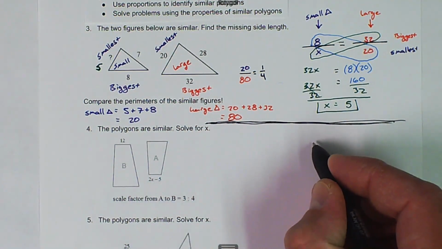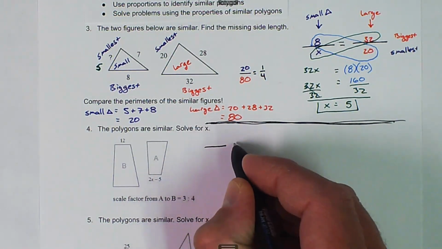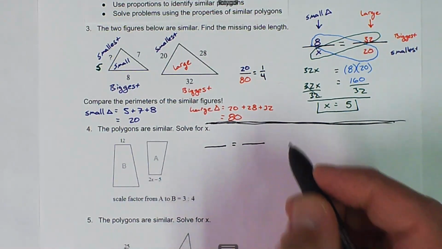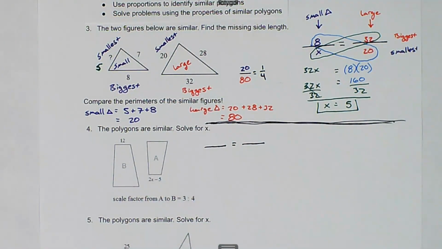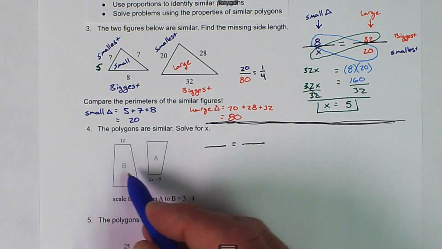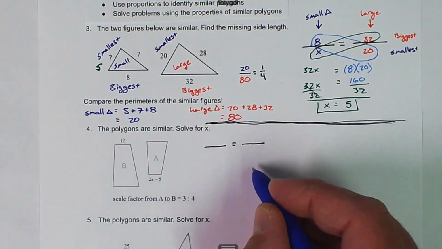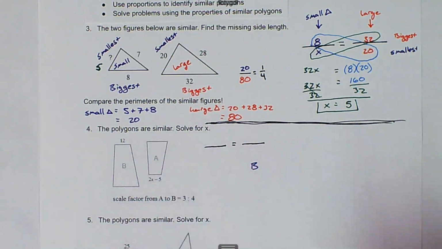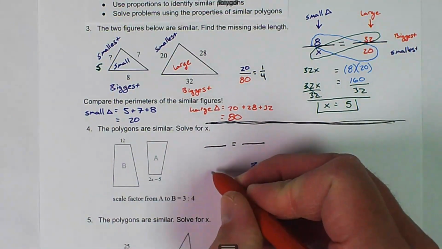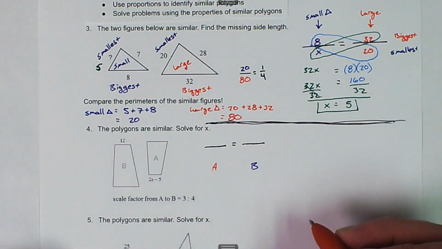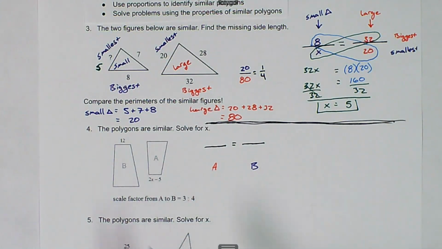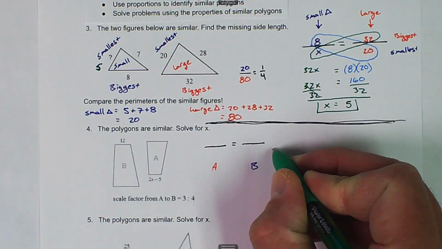And whenever we set up a proportion, we always have a divide sign, an equal sign, and a divide sign. And we always have to compare the same things. So we're going to compare polygon B with polygon A. So the scale factor here is given. So I'm going to add the scale factor, and I'm going to say scale factor goes in the denominator.